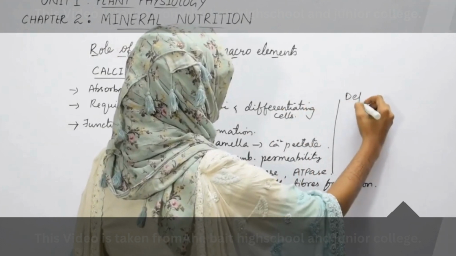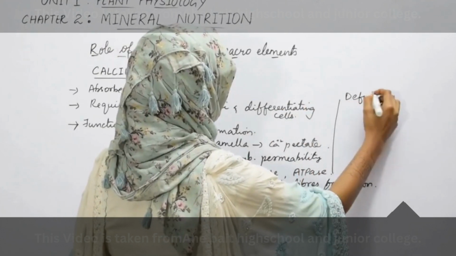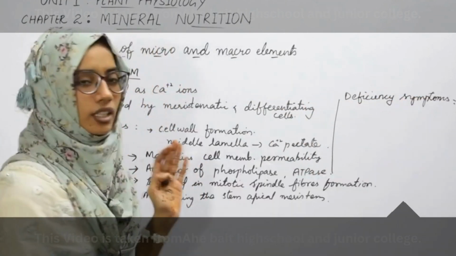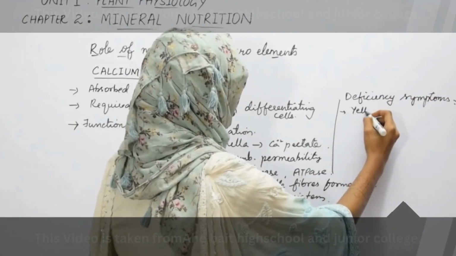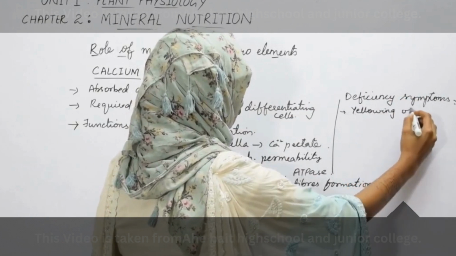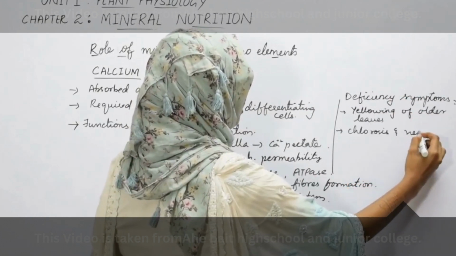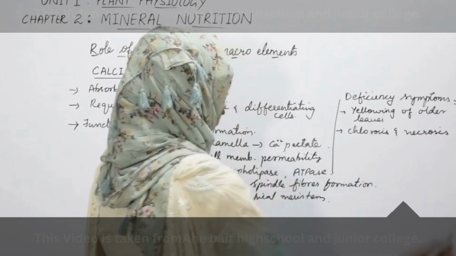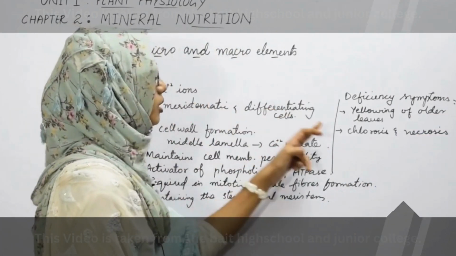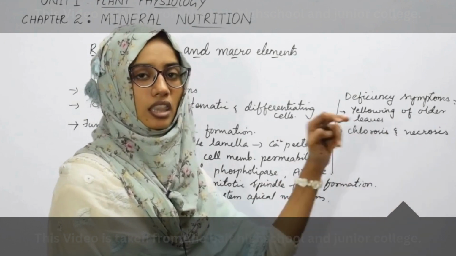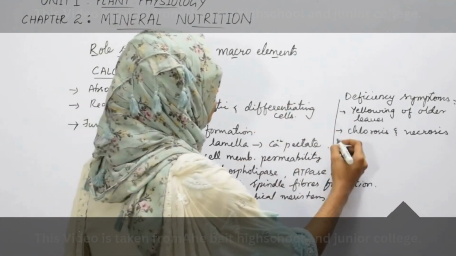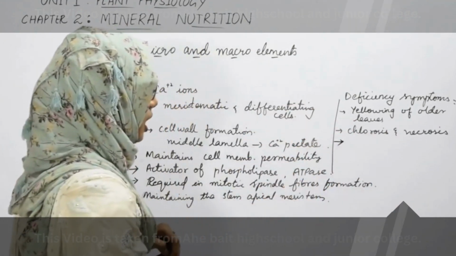Let us talk about the deficiency symptoms of calcium. Due to the deficiency of element calcium, we can see the yellowing of older leaves, chlorosis and necrosis. That means the yellowing of older leaves can be seen, and necrosis, the death of tissue, can take place due to the absence of calcium ions.